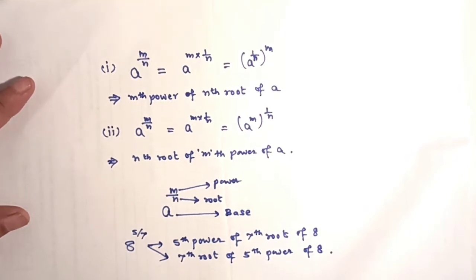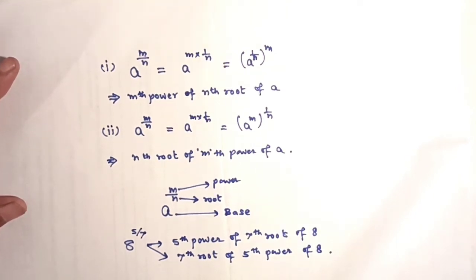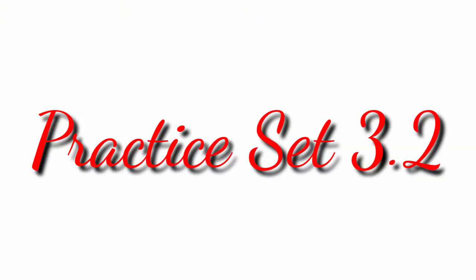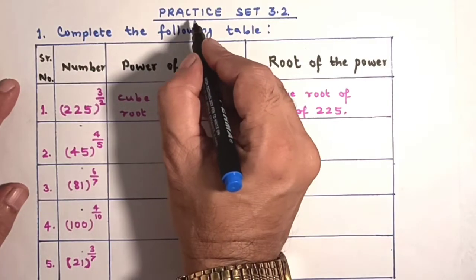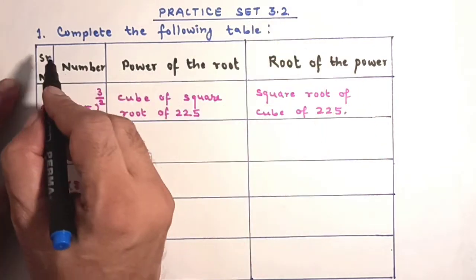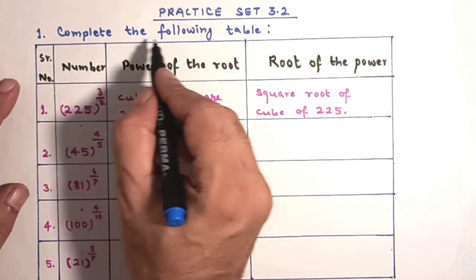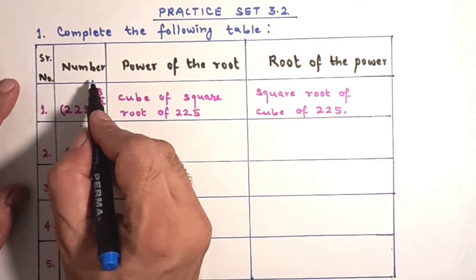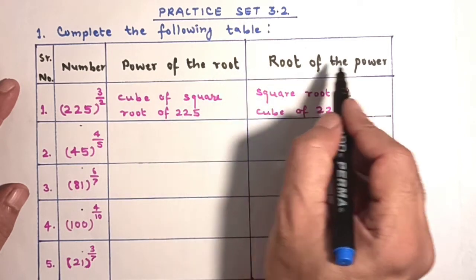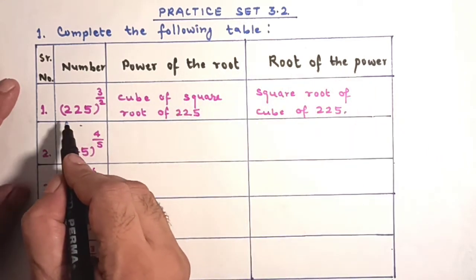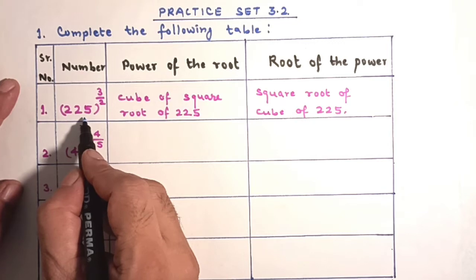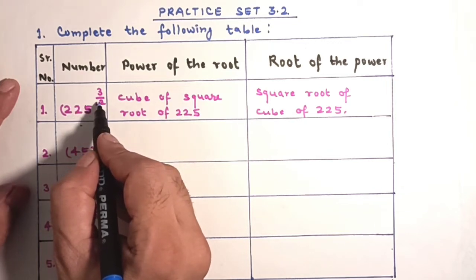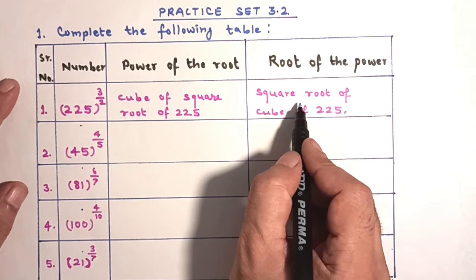Let's begin exercise 3.2. Practice set 3.2. Question number 1. Complete the following table. Serial number 1. Number, power of the root, root of the power. Question number 1. 225 raised to 3 upon 2. Answer is given to you.